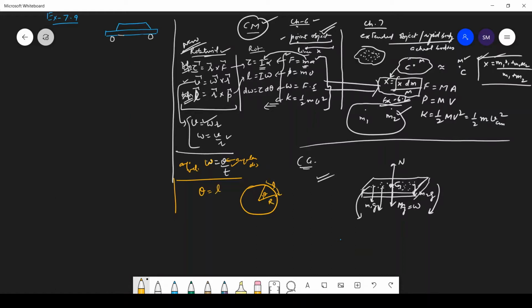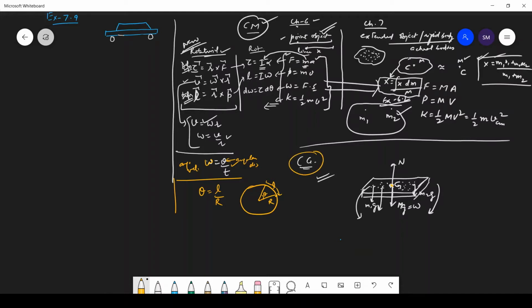So this is L by r. So theta also has two formulas. Theta is equal to omega t, and theta is equal to L by r. So these are almost all the formulas that we have just discussed. But the important point that we are going to discuss here is center of gravity.